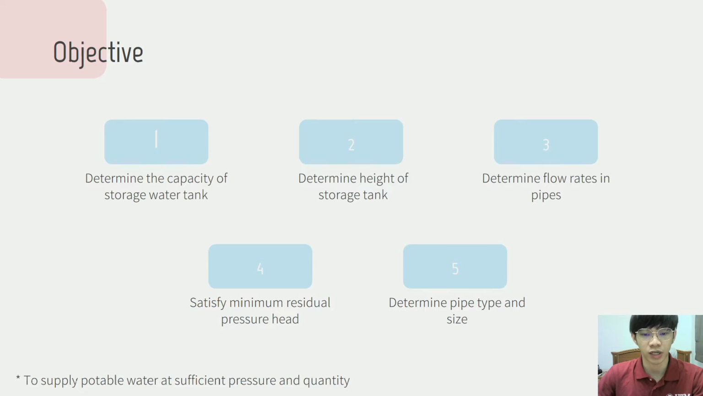The objective of conducting water reticulation design is to determine the capacity of storage water tank, determine the height of storage tank, determine the flow rates in pipe, satisfy minimum residual pressure head, and determine the pipe types and size. When these objectives are fulfilled, the design is able to supply potable water at sufficient quantity and pressure.